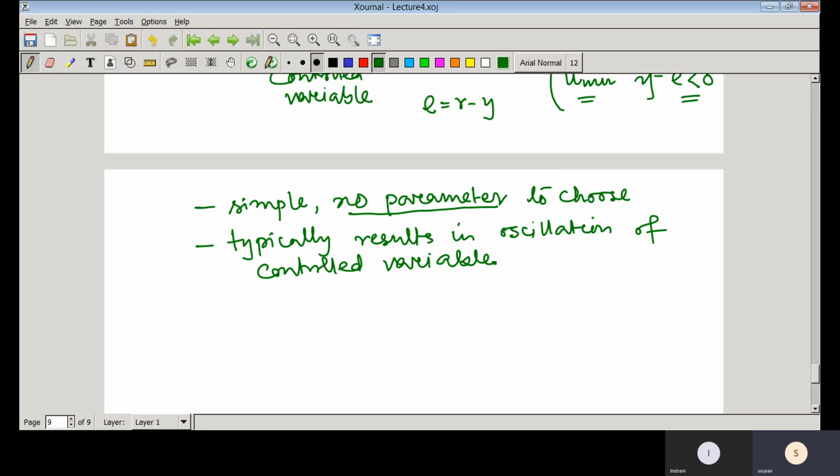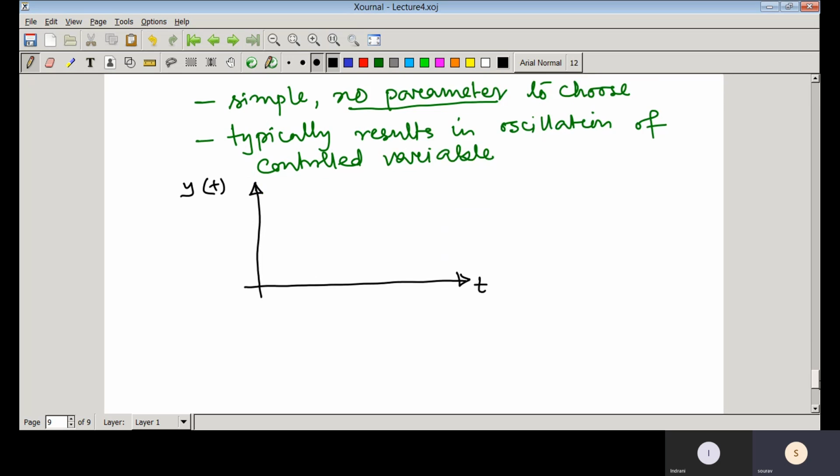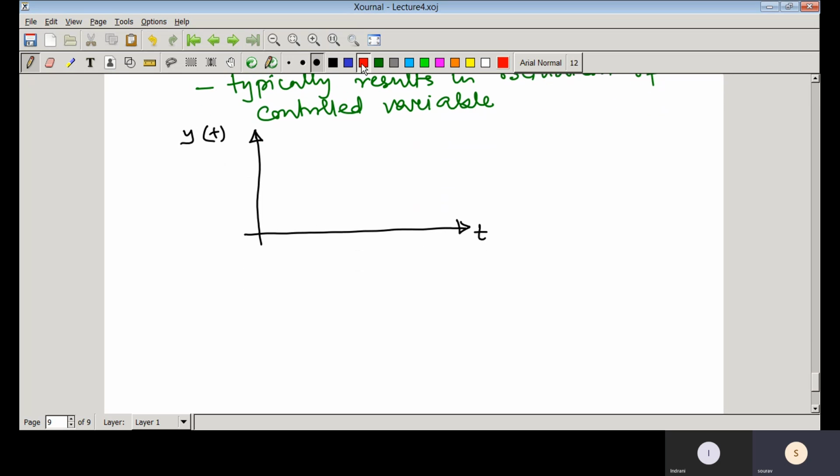The reason is, if we are interested in getting a smooth output from on-off control, we cannot have it. So how does it look? Suppose this is the t-axis, and here you have the controlled variable y(t), and suppose you have set the reference command r here.